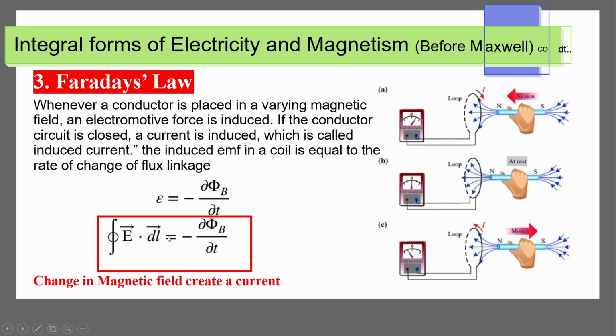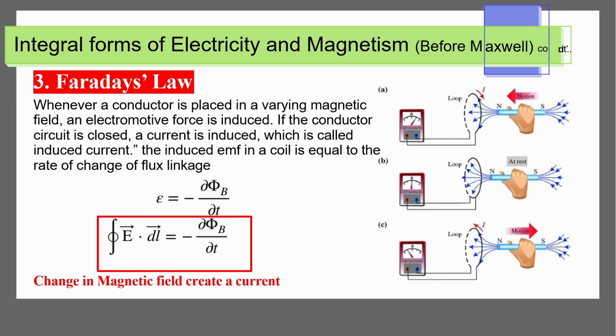As for why we use this negative sign before this equation, the negative sign comes from Lenz's law, which means the induced EMF opposes the change in flux that creates it. What this means is that if the magnetic field through a loop changes either in strength, direction, or area exposed to the field, an electric current is generated in the loop.